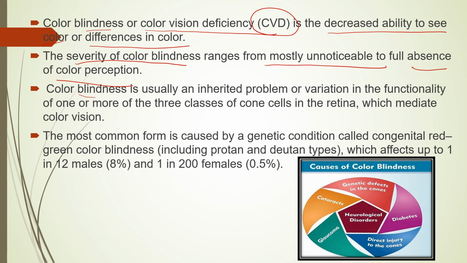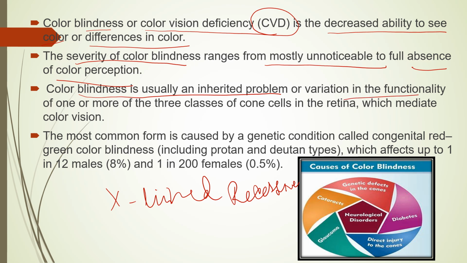Color blindness is usually an inherited problem. We have studied in the previous class that it is an X-linked recessive disorder. We have studied what is recessive and what is dominant, so now again we will move on to that. It is a variation in the functionality of one or more of the three classes of cone cells in the retina. The cone cells are responsible for the differentiation of colors, so if there is a problem in these cone cells, we will have a color vision problem.